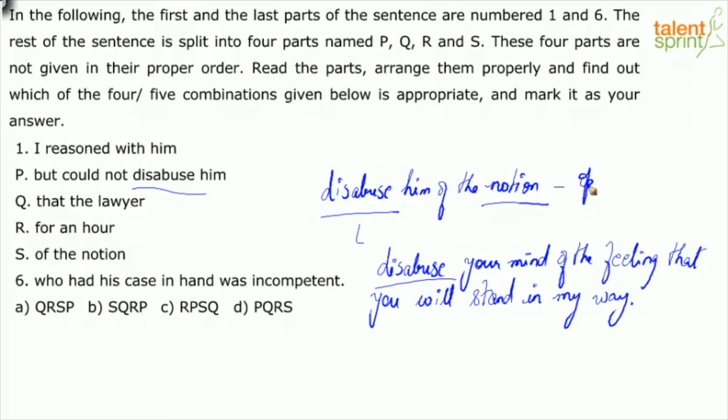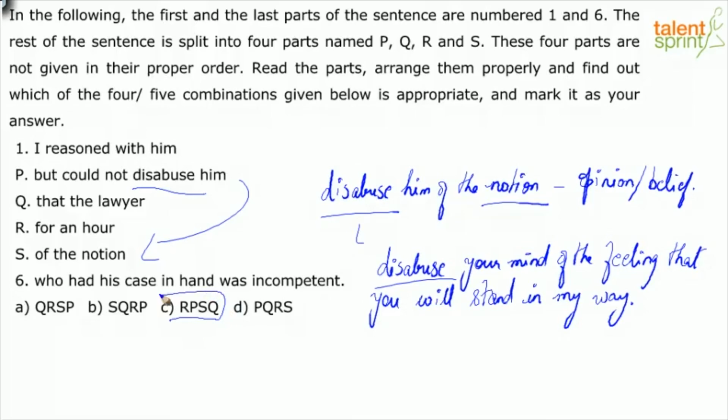Notion means either an opinion or a belief that somebody holds. So this is actually an expression, and P has to follow S, keeping in mind that expression. If you're not familiar with that expression, you've applied other collocations like reasoning for a particular duration. I reasoned with him for an hour. Either way, it's fine. But this is also another way, being familiar with the expression.